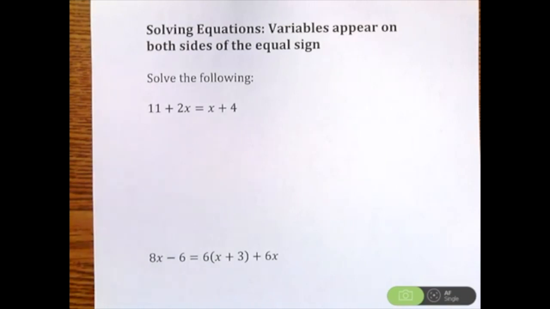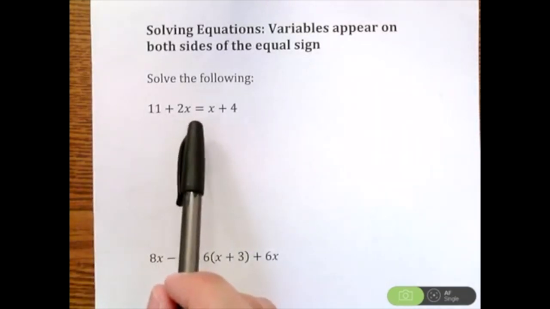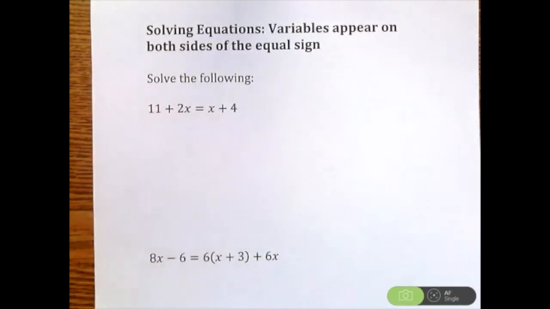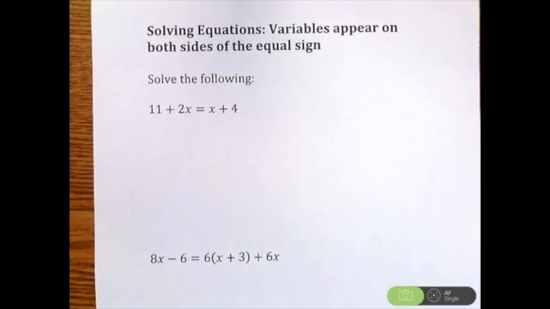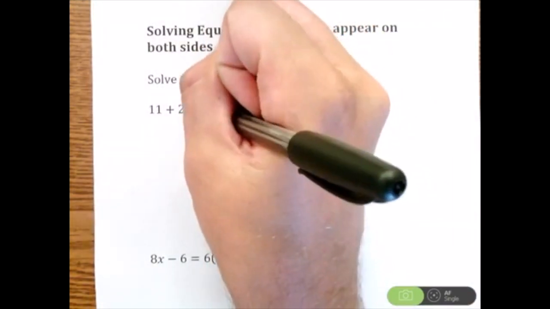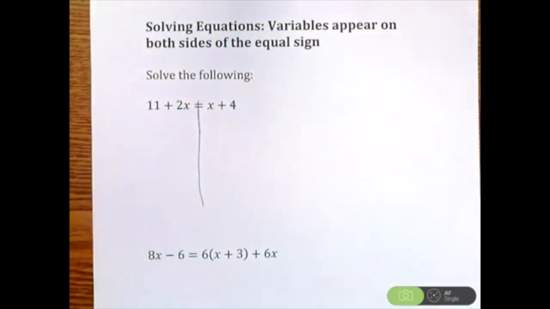Hey guys, let's talk about solving equations, except this time we're going to look at equations that have variables that appear on both sides of the equal sign. So our first example here, we have 11 plus 2x equals x plus 4. What's different about this one is we have an x on the left and we have an x on the right side of the equal sign. Whenever that happens, that's fine.